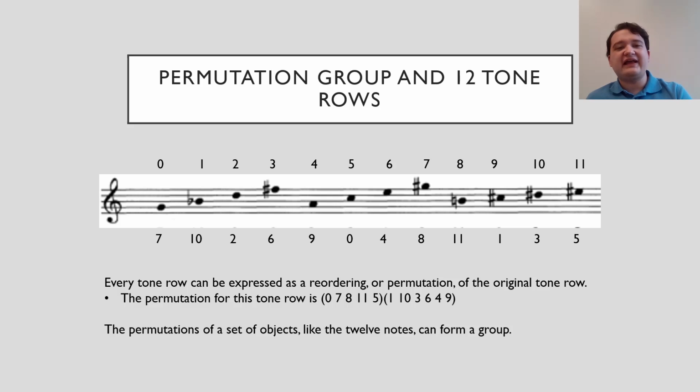I also did some work examining the 12 permutation group, which is the group whose set is all possible sequences of 12 objects. I think it's pretty easy to think of each tone row as a permutation of the 12 tones of the musical system, as a reordering of the 12 tones. So this was a pretty natural comparison to make.